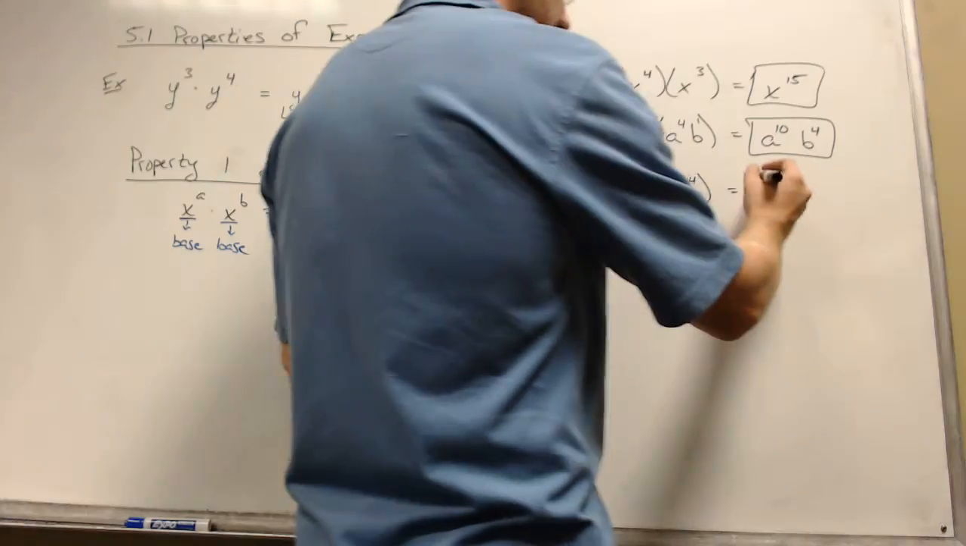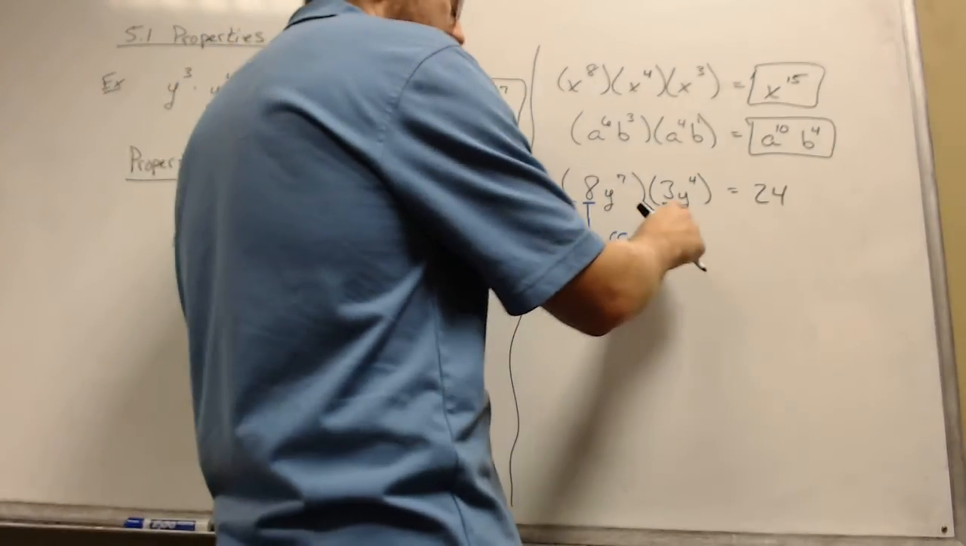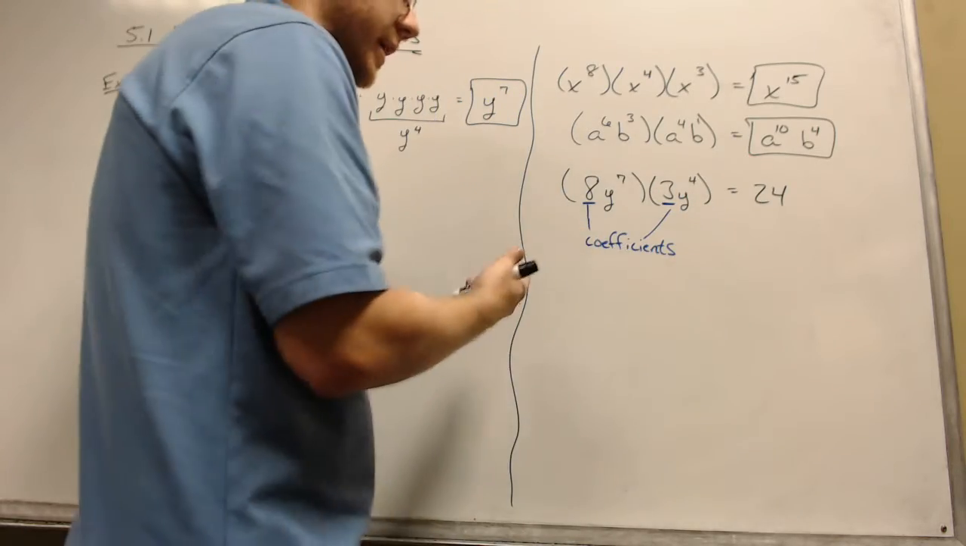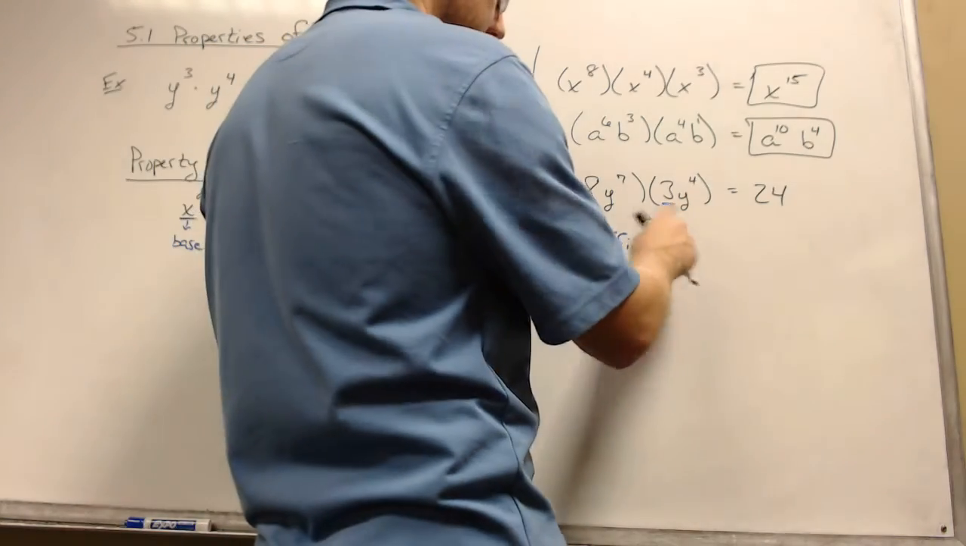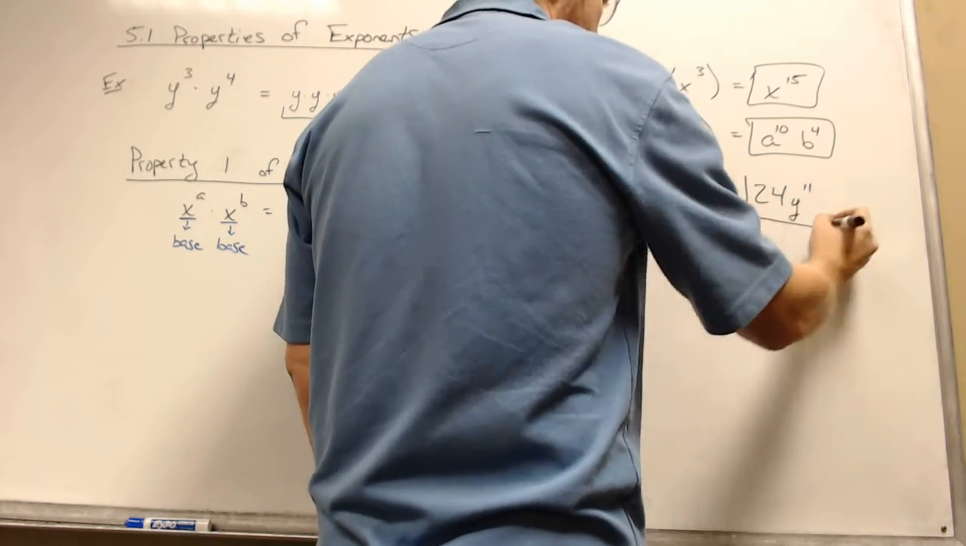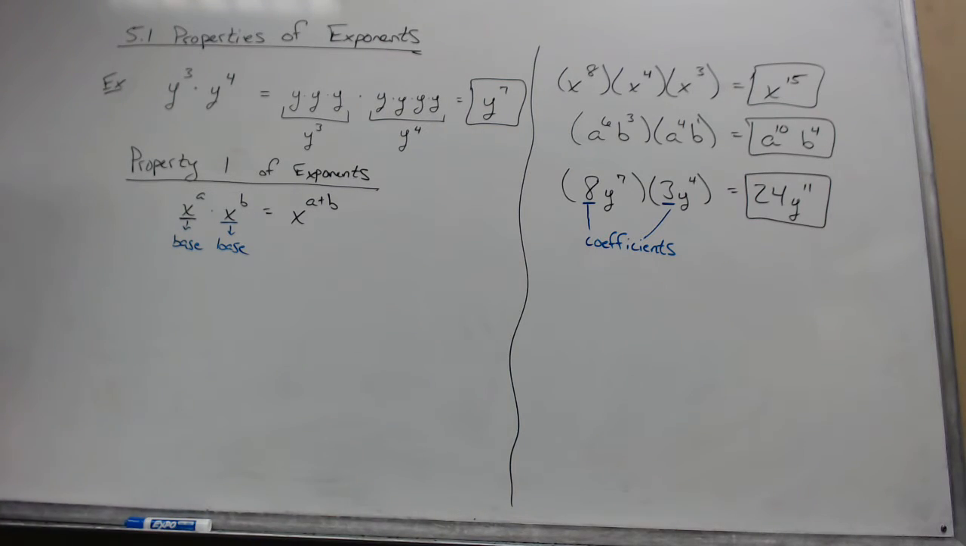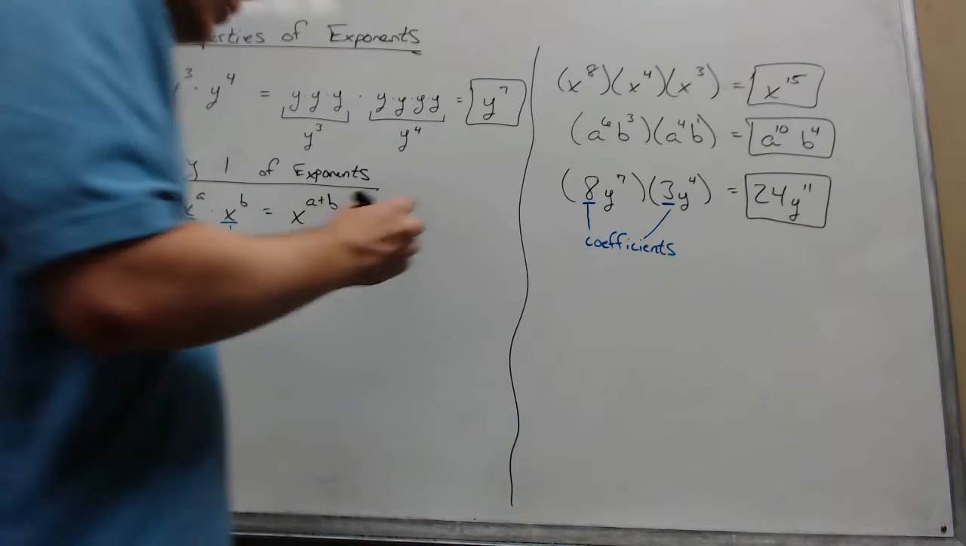8 times 3 is 24. But when you come to the bases with the exponents, now you treat them with our exponent property. They have the same base, so add the exponents: y to the 11th. So 24y to the 11th. Let's do one more example.